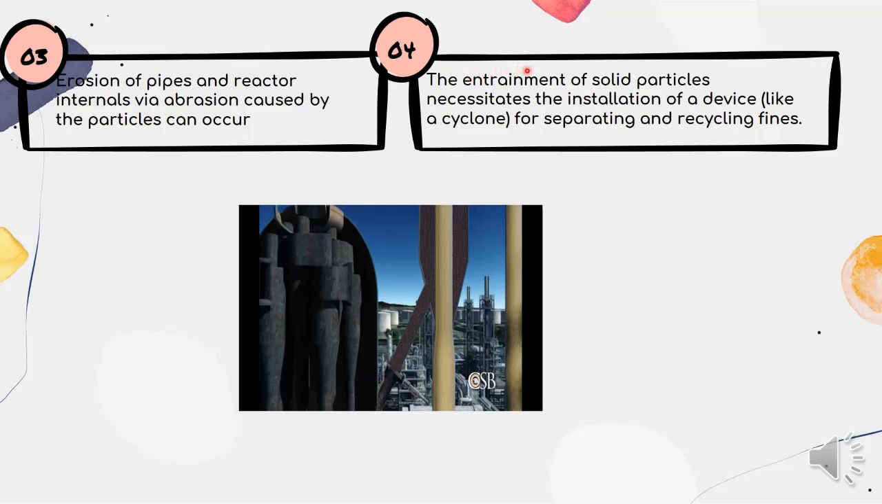Number 4 is the entrapment of solid particles, which necessitates the installation of devices like a cyclone for separating and recycling fines. This is a cyclone, and this is the fluidized bed reactor, and after the product is formed, the catalyst will regenerate and fall into here, and the catalyst will move here. So this cyclone is also additional equipment for the fluidized bed reactor. Like I said, it's a must. So I think for a fluidized bed reactor there is a lot of additional equipment.